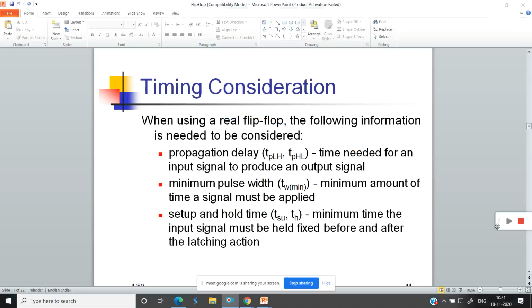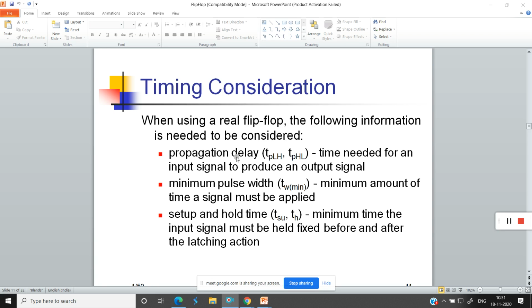We'll be talking about the timing consideration. Timing consideration is very important when considering the response to the input, the triggering of the input, or the output response for an input change. Timing consideration is very important for flip-flops and latches. When we are using a flip-flop, the following information needs to be considered.